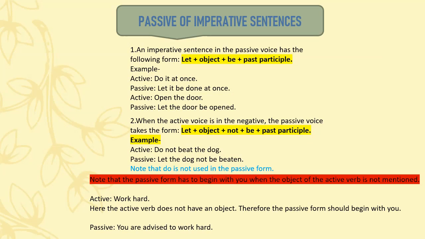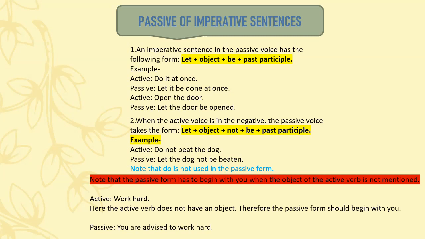Okay. So you know that an imperative sentence is nothing but an order, request, command and so on. So what you are going to do, you're just going to use let and then do it at once. You is hidden over here, your object is it, so let it be. The V3 form of do would be done at once. Open the door, you is hidden. Okay, so let the door be opened.